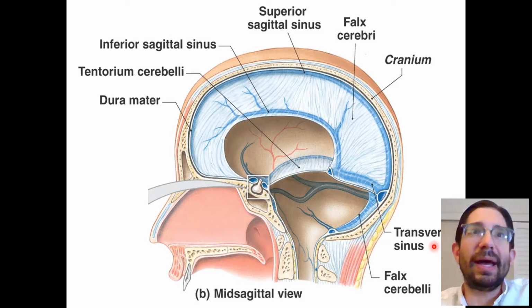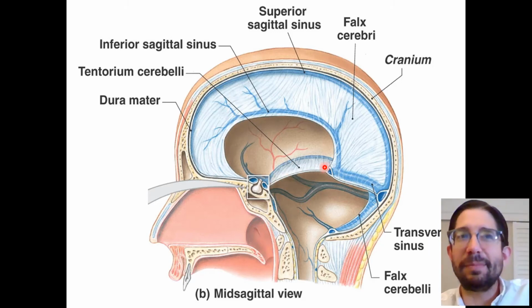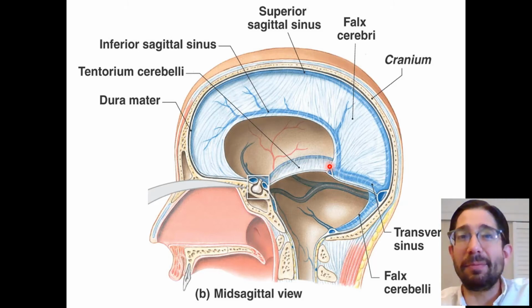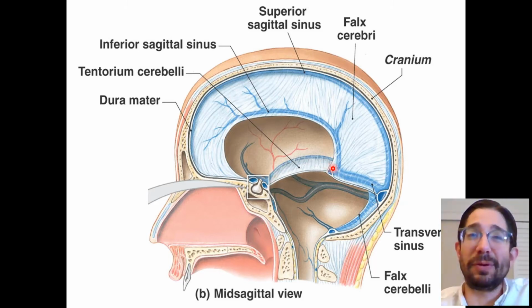Tentorium cerebelli, here it is, pointing right here. You can't see it, but there's a chunk of brain called the cerebellum here. This piece of connective tissue, the tentorium cerebelli, I think of it as like a tent over the cerebellum. I haven't looked up tentorium, but it's like a little tent on top of the cerebellum. Again, this is separating those pieces of brain.